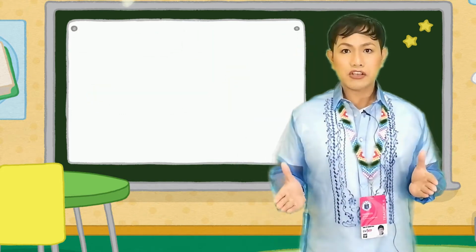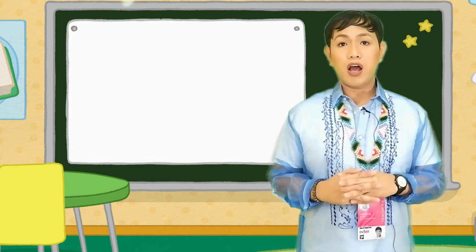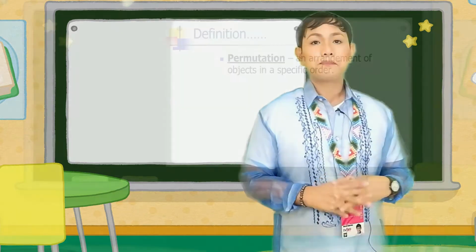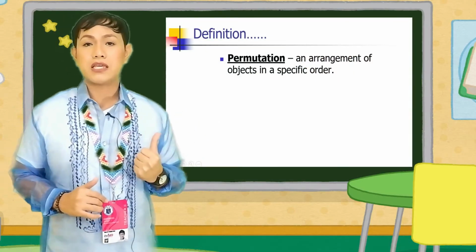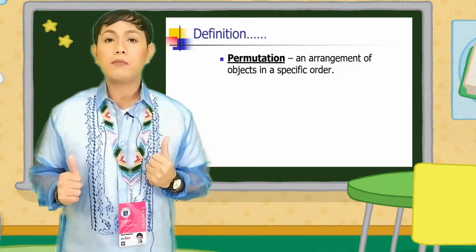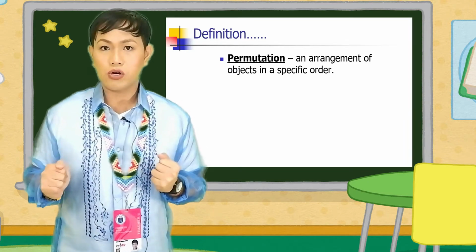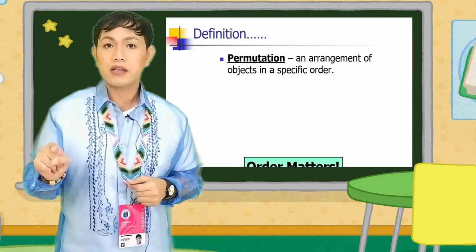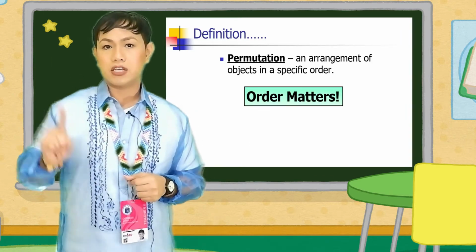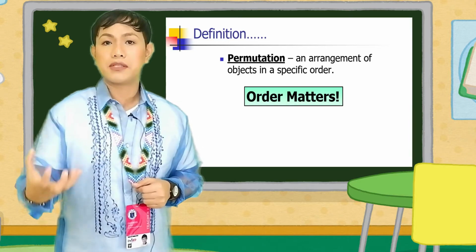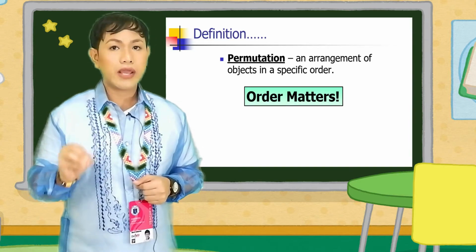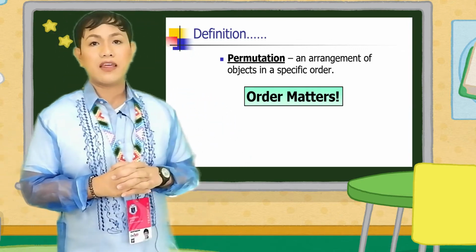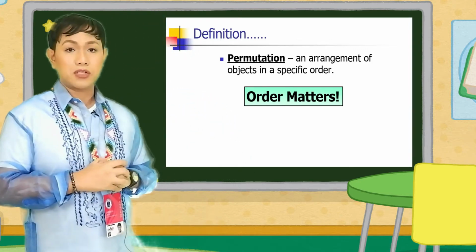At the onset of our discussion, it is necessary for us to have the definitions first. For our definition, permutation is simply an arrangement of objects in a specific order. And once we say specific order, order and arrangement matters. Again, when we speak of permutation, order and arrangement does matter. So for you to be able to understand that, let us have some examples.